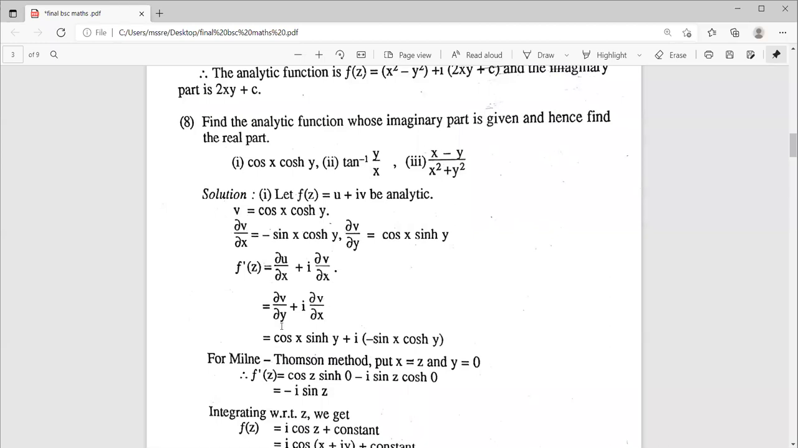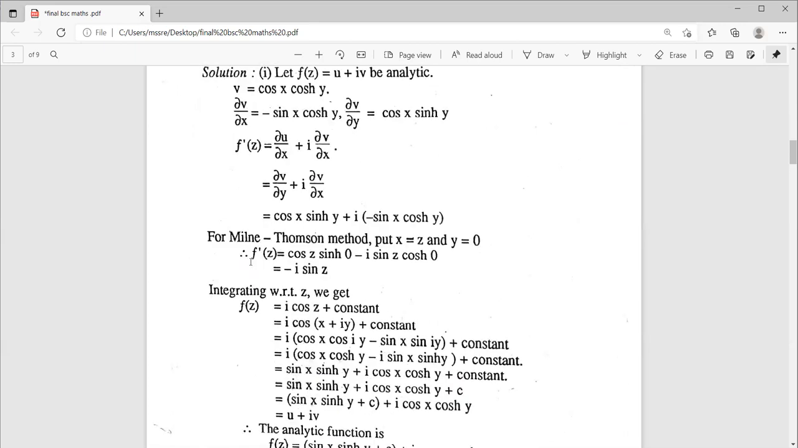Substitute the values. What is delta v by delta y? This is cos x sin hyperbolic y plus I into delta v by delta x is minus sin x cos hyperbolic y. Next, by Milne-Thomson method, put x equals z and y equals 0. If you put x equals z, this becomes cos z sin hyperbolic 0 minus I into sin z cos hyperbolic 0 because y is 0. Remember, sin hyperbolic 0 is 0. Cos hyperbolic 0 is 1. Therefore, you will get minus I sin z.